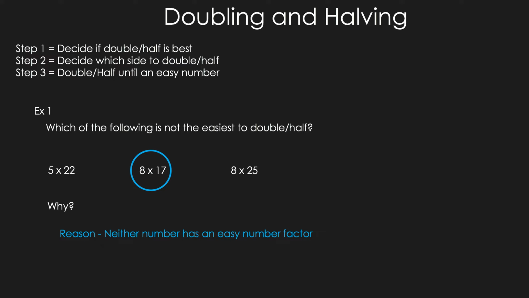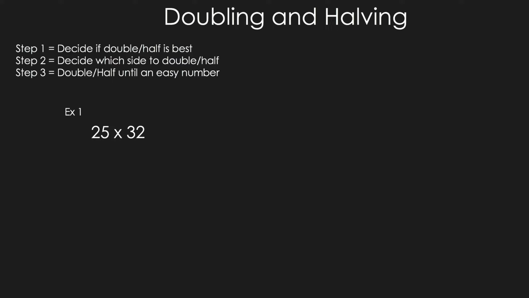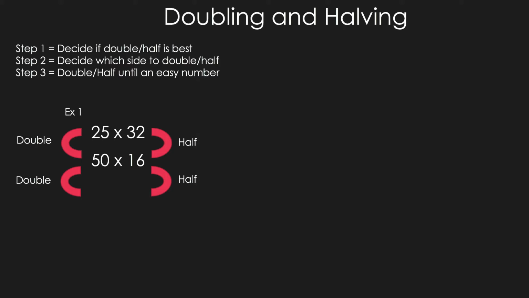Now, if we take a look at the first example, 5 and 22, 5 is there, so it's okay. If you look at 8 times 25, 25 has a factor of 5, so they both would be easy to double and halve. Now, let's take a look at this example. So 25 has an easy number as a factor, a 5, or even just 25. So we're going to go ahead and double it, and we should get 50, and that means we're going to halve the 32, and we get 16. Now, this still isn't quite easy to double and halve, so we're going to have to do it again. Okay, so we're going to get 108, and so that means my answer is going to be 800.